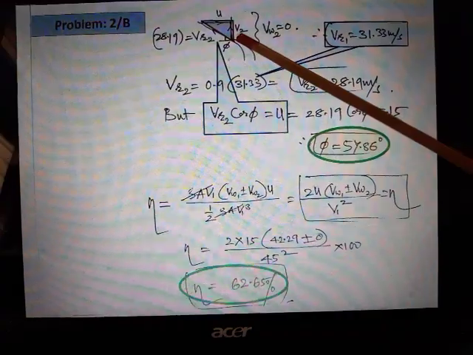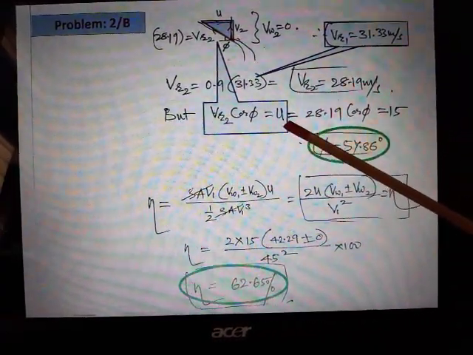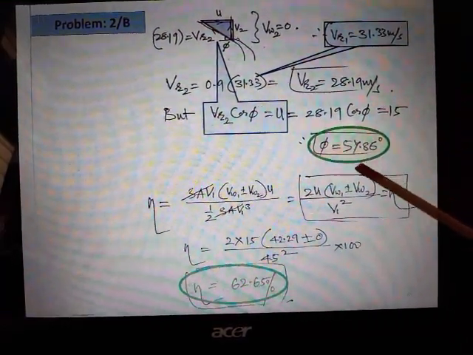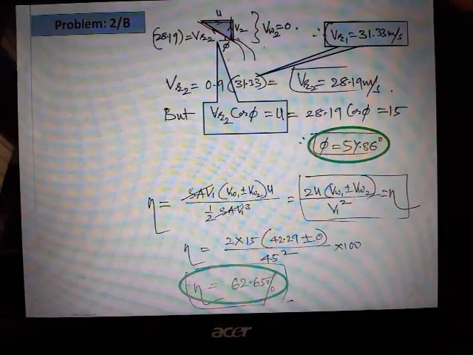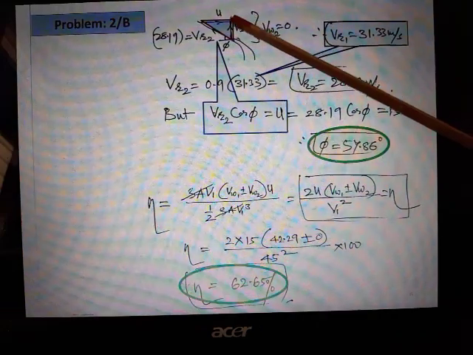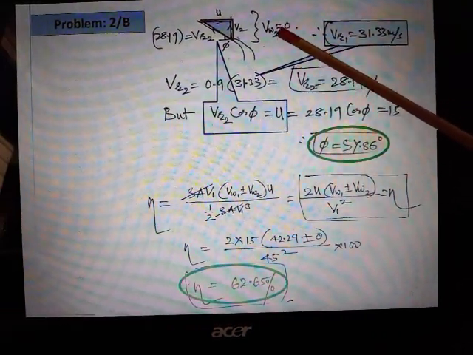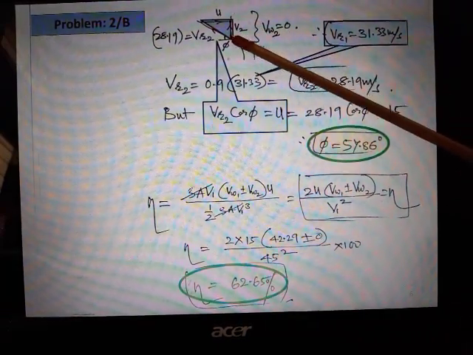So I can write VR2 cos phi equal to U. Now the only unknown in the equation is phi. So phi comes out to be 87.86. Now in this velocity triangle, V2 is vertical. Because of that there is no horizontal component. Because of that the velocity of whirl is 0. And this whole of V2 becomes the velocity of flow.